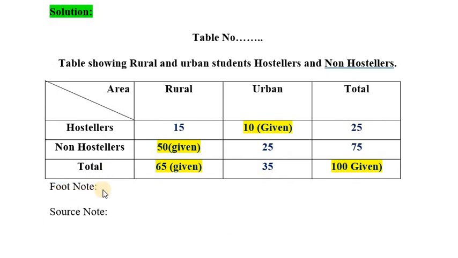Next we have indicated here the footnote, and this footnote is meant for giving some extra explanation about the signs or the abbreviations used in the table. In this problem, we have not used any abbreviation or symbol in any of the cells, so for the footnote here we don't need to write anything, but we can mention it. And the source note is nothing but where exactly the data has been collected from, which has to be mentioned under the source note. So this is the way you have to prepare the table for the given information and also to find out the missing information.